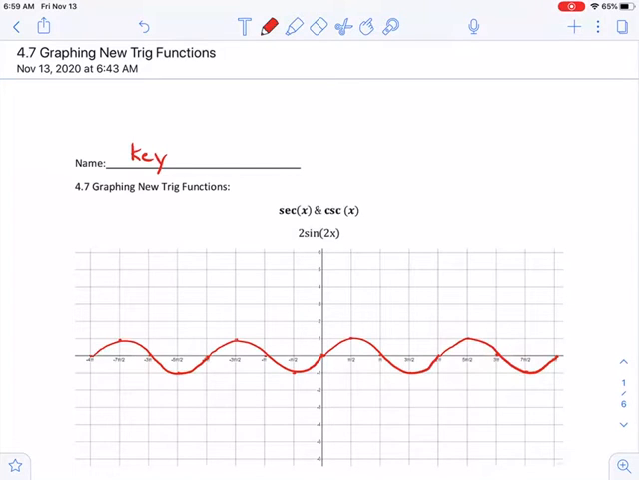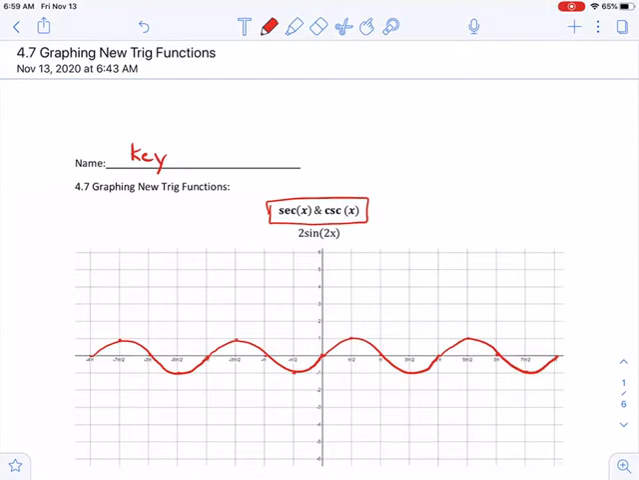So we also don't entirely know just yet how we need to graph secant of x and cosecant of x. So those are two of our new trig functions. And I will say that the graphs of those are very closely related to the graphs of cosine and sine, respectively. And so in order to graph them, really we need to first be able to graph 2 sine 2x.